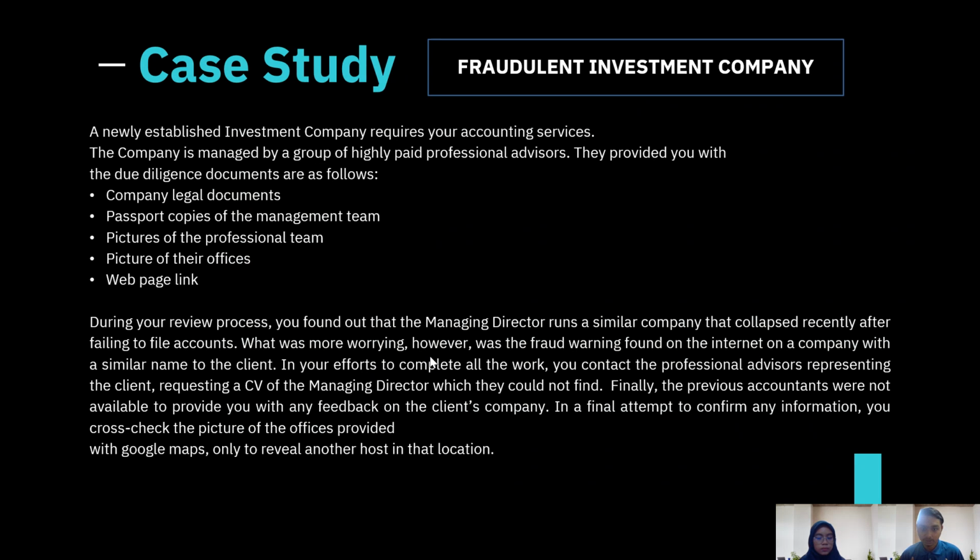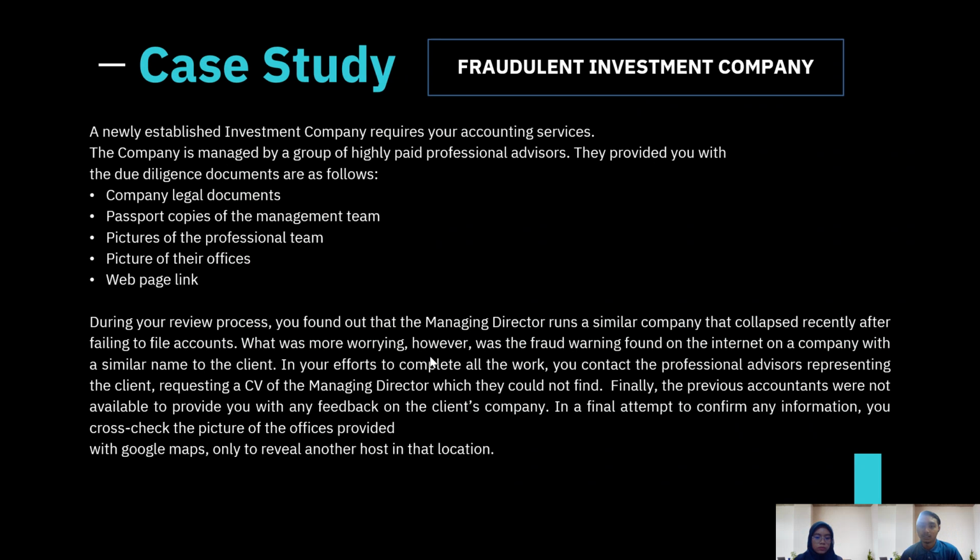Okay. So nak dipendekkan, to summarize this, bahasa kita as accountant ni, kita dapat tahu yang managing director ni ada buka satu company yang lebih kurang tapi collapse sebab failing to file the account lah. So apa lagi yang accountant ni jumpa selepas dia tahu tu, dia jumpa fraud warning. Maksudnya ada orang yang bagi warning tentang penipuan yang syarikat ni dekat internet yang ada nama yang sama dengan klien dekat company tu. So in our effort to complete all the work, kita as accountant akan contact professional advisor untuk represent the client lah. And then kita kena request CV of the managing director, which professional advisor tu tak boleh bagi. Maksudnya professional advisor tu tak boleh bagi CV tu sebab yang kata tak ada, macam tu lah.